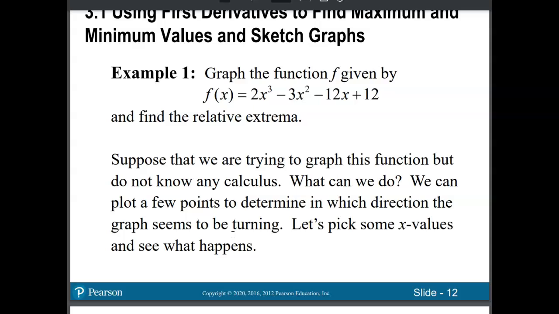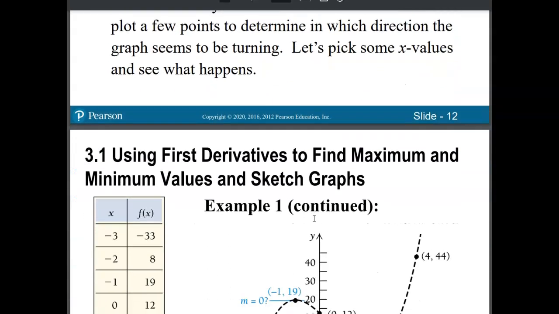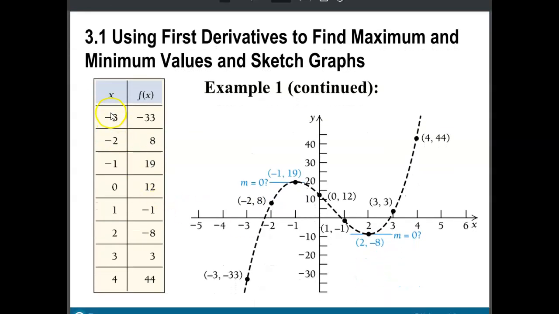All right, so we're going to do an example. Graph the function f given by this function, and then find the relative extreme. Let's suppose we're trying to do this without knowing any calculus, right? We could look at a graph. We could plot some points, figure out what the graph looks like, and analyze from there. If we did it that way, this is what would happen.